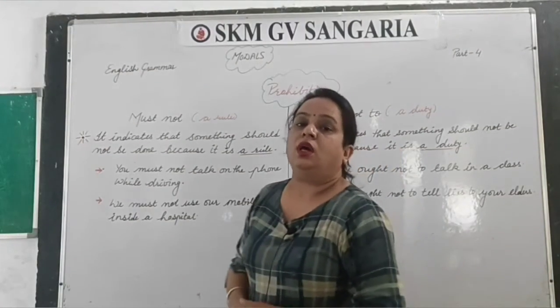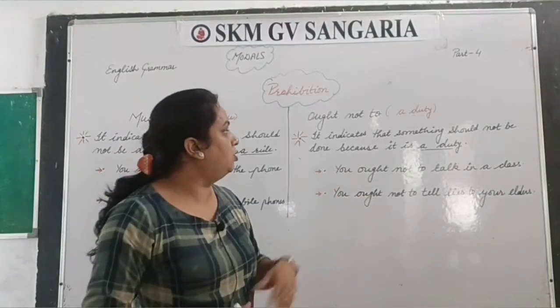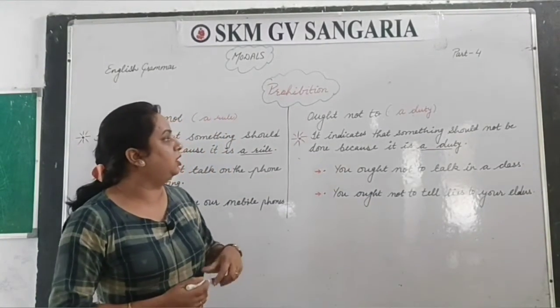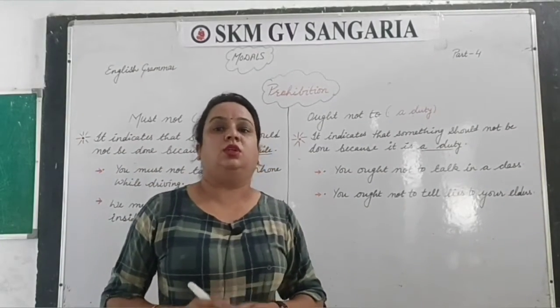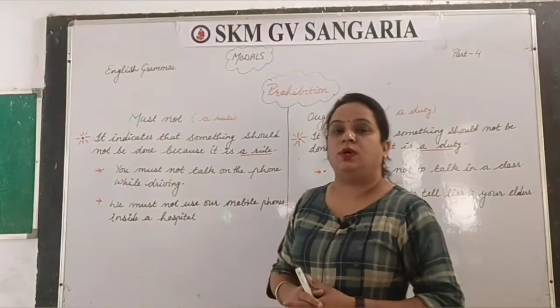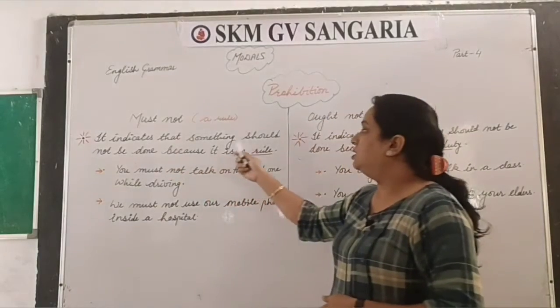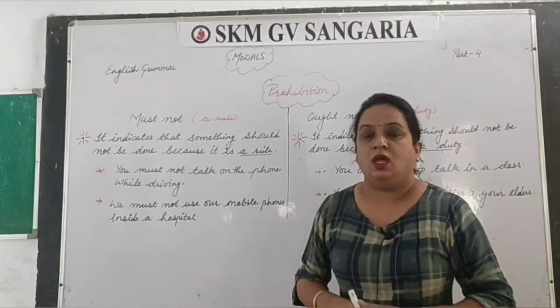And if a moral duty is there and you cannot run away from the duty, so for that you have to use ought not to. Clear? So let's see first must not, use of must not in detail. This indicates that something should not be done because it's a rule, right?